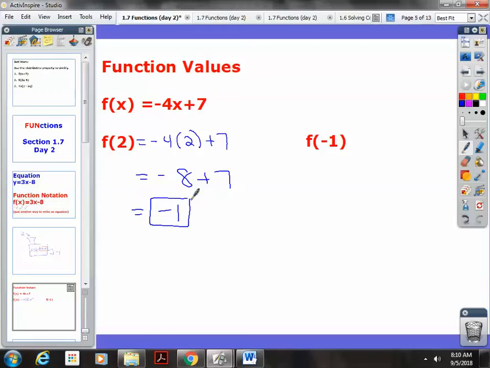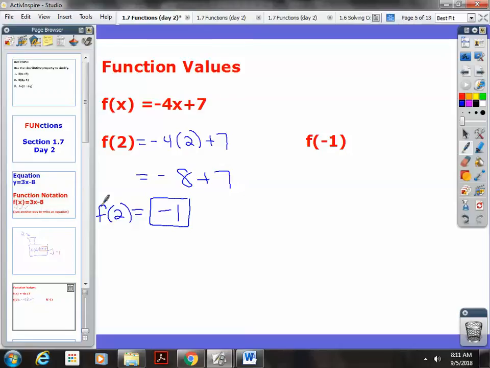Okay. I don't want to say x equals or anything. I'm simply saying f of 2 equals negative 1. That simply means when I put 2 into that function, I'm going to get out negative 1.